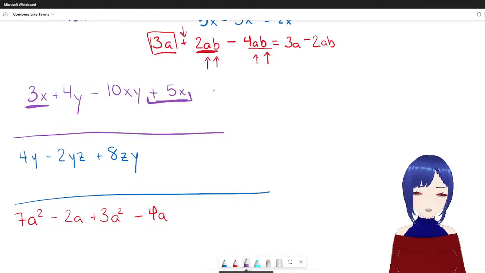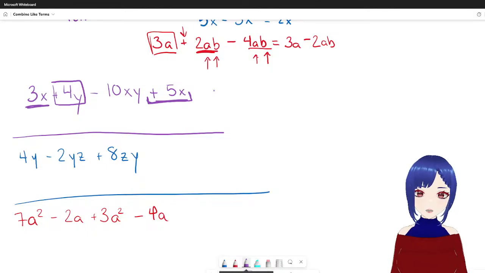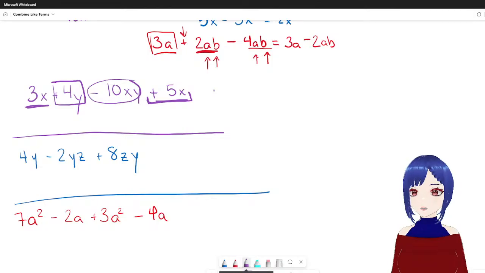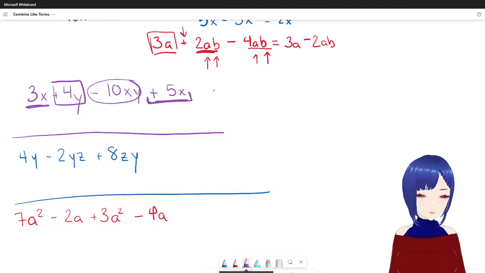So there's the x's, then I'm going to look at the 4y. 4y just has a y, and that's the only one. And then 10xy has an x and a y that's different from the other one, so I'm going to do this. So now that I've isolated or highlighted them in different ways, I know which ones I can combine. So the 3x and the 5x I can combine.